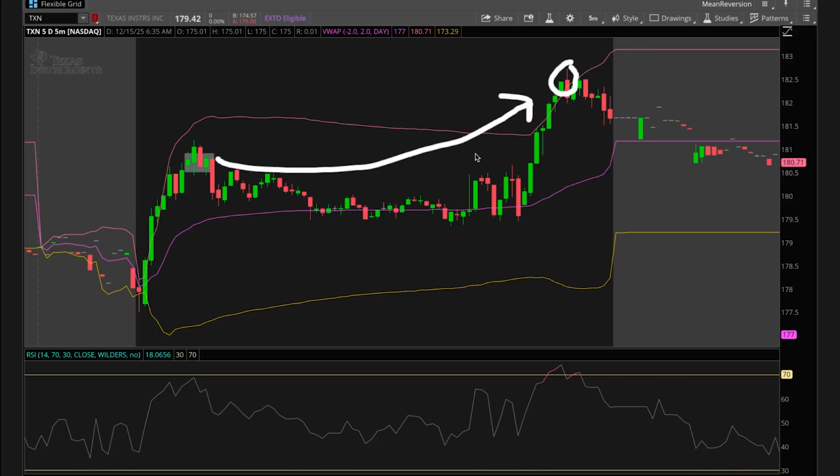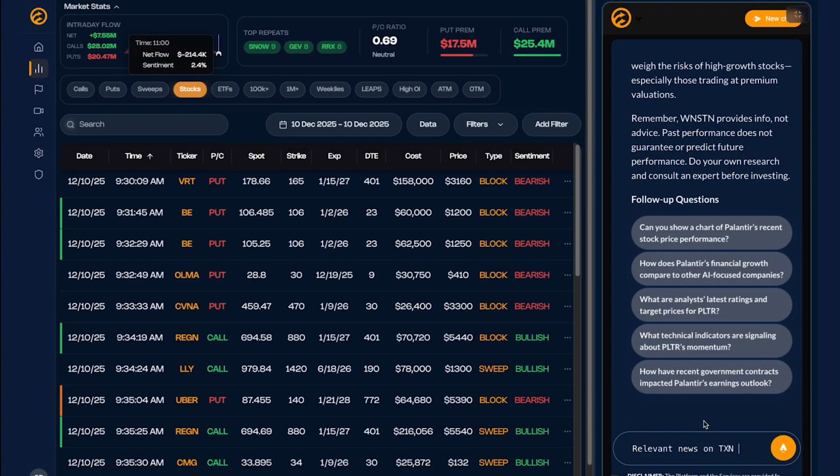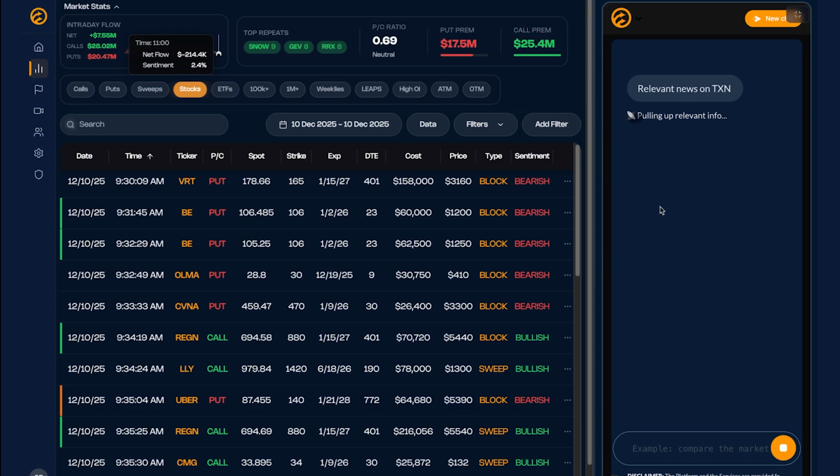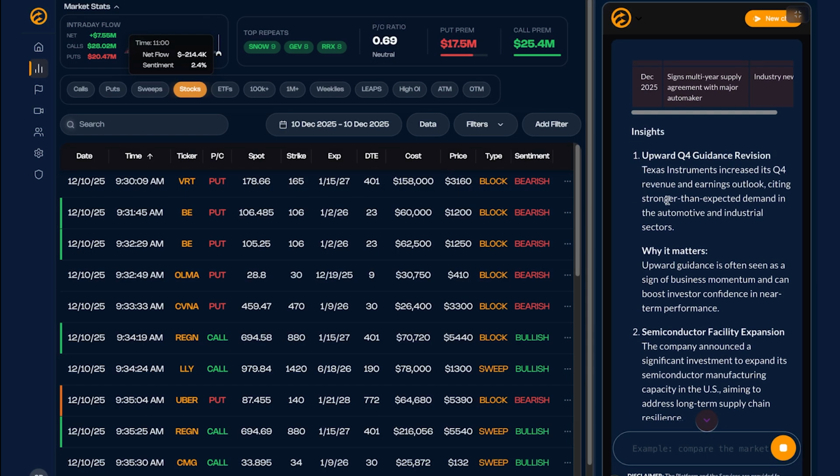Okay, nothing crazy. That's only a 5% return, but I still can't complain because it would have been a green trade overall. We can even ask options flow's options AI for relevant news on TXN, and we can see if the fundamental background, so what's happening to the company, whatever the news might look like, also aligns with our technical analysis.